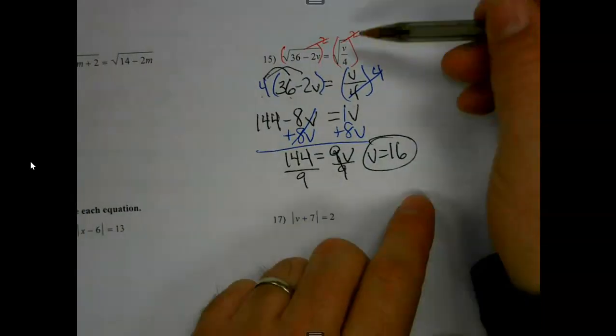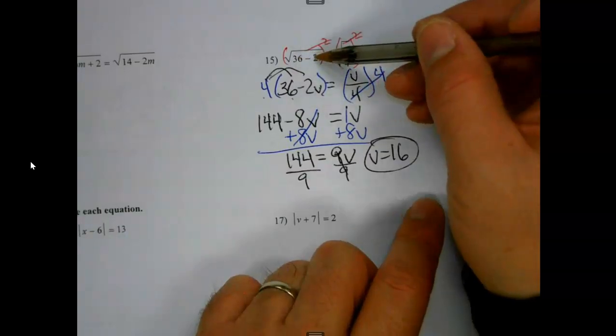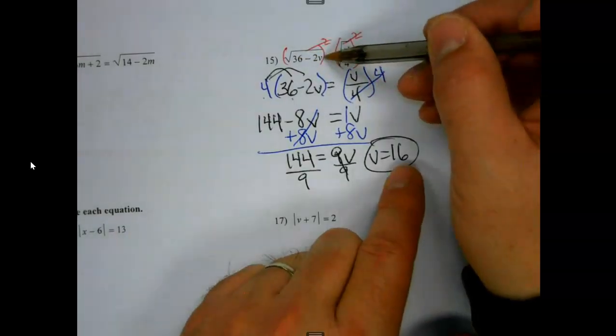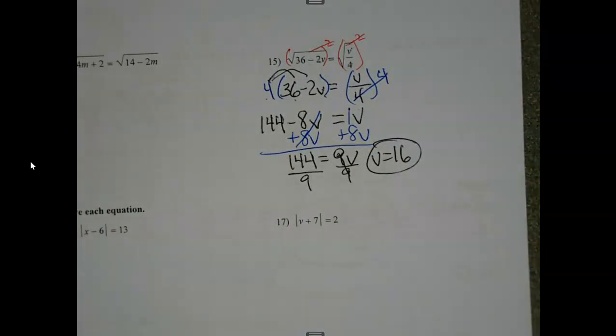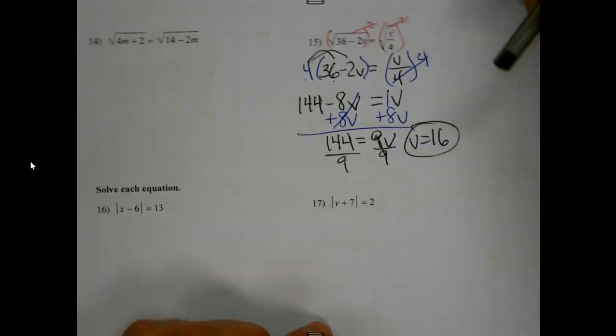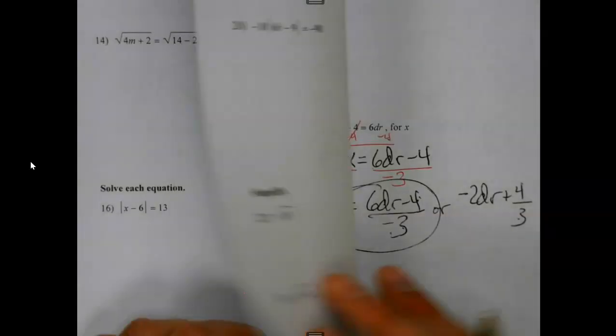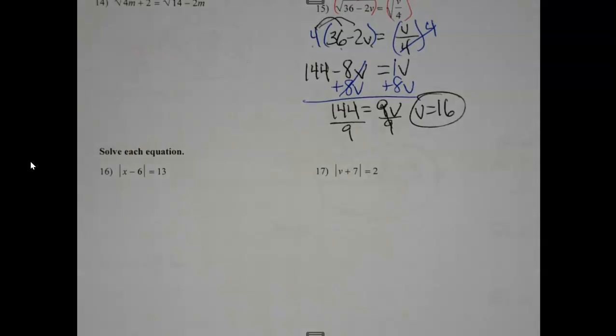Make sure that works. 16 divided by 4 is 4. 2 times 16 is 32. 36 minus 32 is 4. Yeah, we're good. We made it. We survived. Good job. So a little radical action, and I think we're going to be wrapping. Oh, almost wrapping. Interesting order I decided to put these in.